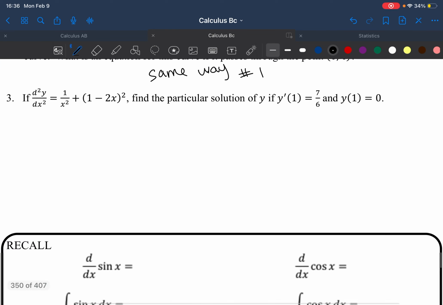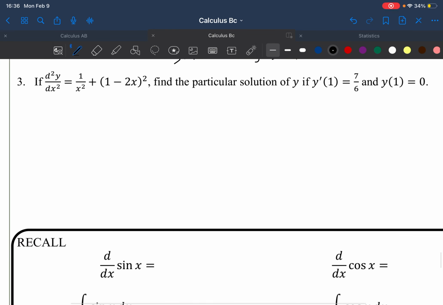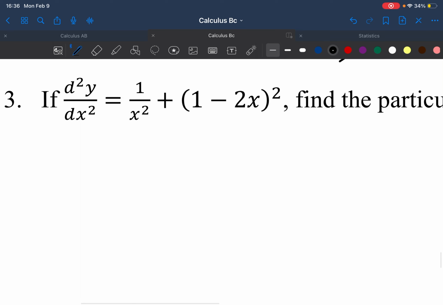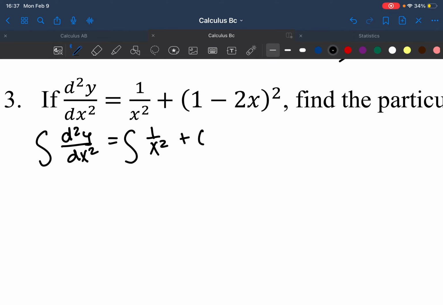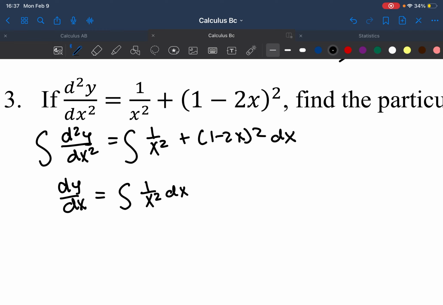Well, let's say we have something a little bit more complicated like number 2. Number 2 gives us the second derivative. So if we need to find the particular solution for y, that means we need to take the integral 2 times. So I have the integral of d squared y over dx squared equal to the integral of 1 over x squared plus 1 minus 2x squared dx. So this gives me dy/dx equal to the integral of 1 over x squared dx plus the integral of 1 minus 2x squared dx.